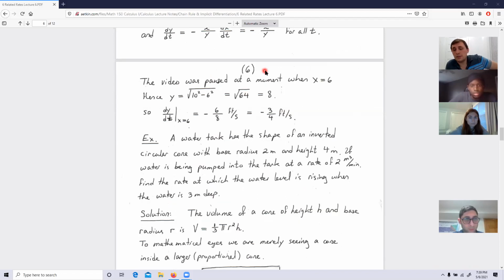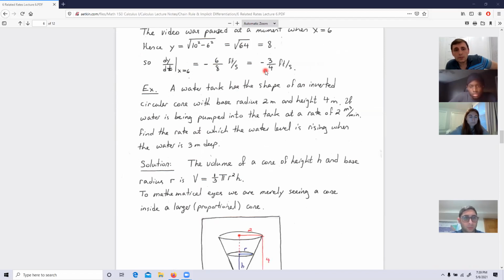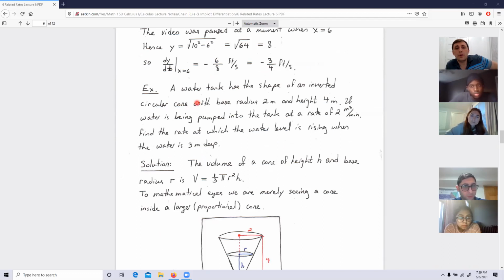Now, here is another one. A water tank has the shape of an inverted circular cone with base radius 2 meters and height 4 meters. If water is being pumped into the tank at a rate of 2 meters cubed per minute, find the rate at which the water level is rising when the water is 3 meters deep.